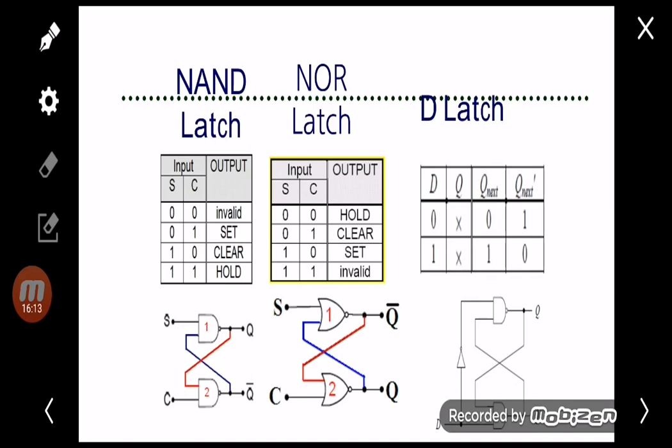Alright. So this is the summary of latches. We have the NAND latch, we have the NOR latch, and we also have the D-latch. So this is the logic circuit for each of the latches. For examples, I will show you in a different video.